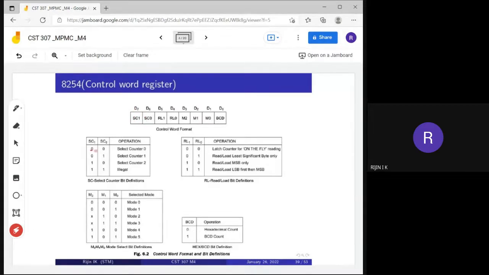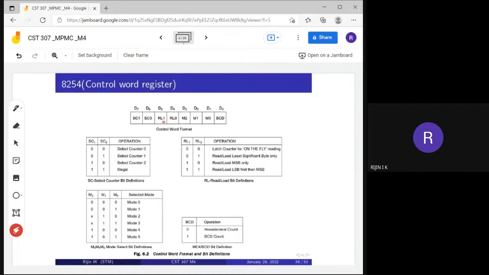If SC1 and SC0 are both 0, then it will select counter 0. If SC1 is 0 and SC0 is 1, then it will select counter 1. If SC1 is 1 and SC0 is 0, then it will select counter 2. If both are 1, then it is an illegal operation. So the first 2 bits are used for selecting the counter in the control word register.